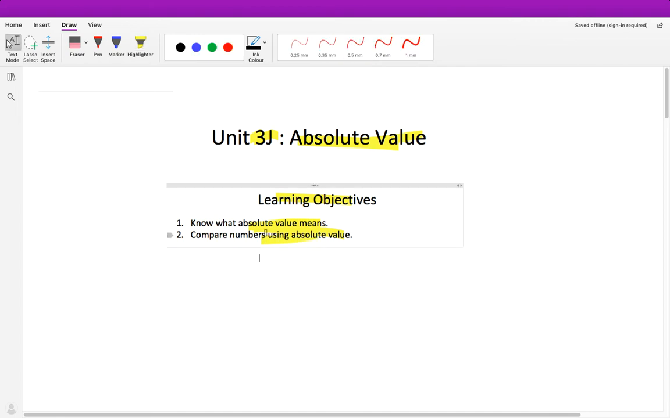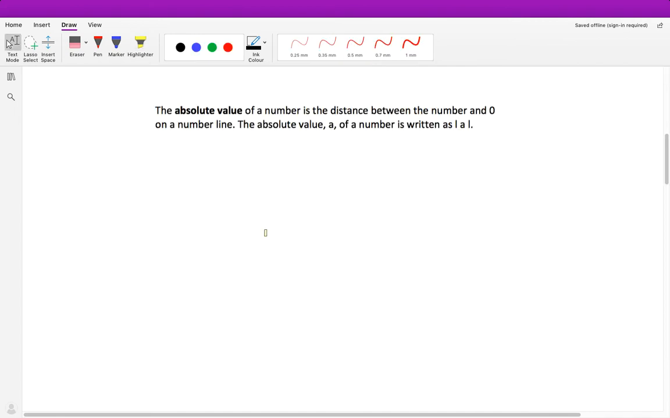All right, so this video shouldn't be that long. It should be fairly quick. As we talked about before, the absolute value of a number is the distance between the number and 0 on a number line. So if I say, what is the absolute value of 5? Well, I can draw a number line, and I know that 5 is 5 units away from 0. So the absolute value of 5 is 5, because it's 5 units away.